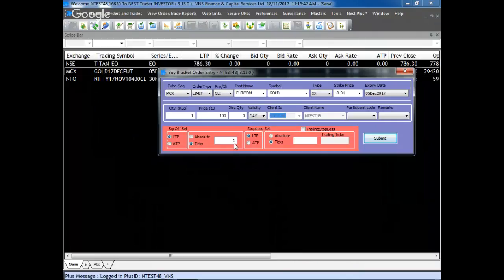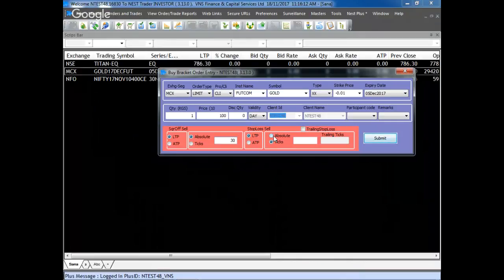To avoid the complications of the ticks, you can use absolute over here, enter your profit margin in the window, and move further. So for your buying price and your target, just make sure that you have chosen absolute. Let's move further to the stop loss window. Again, in the stop loss, you do not have to make any changes in LTP and ATP. Let it be by default as LTP, last traded price.